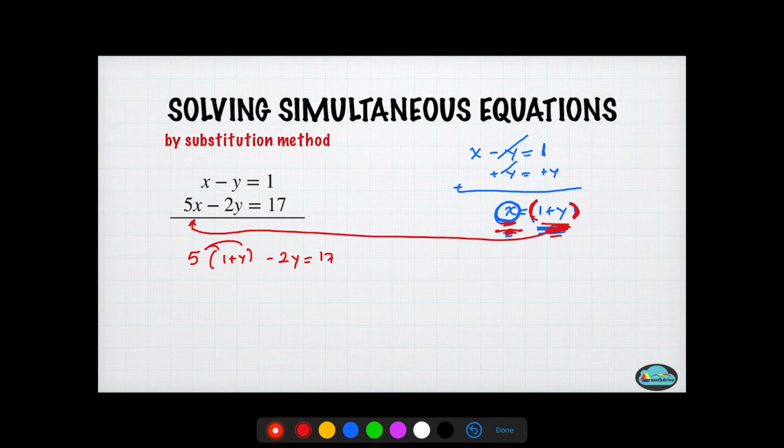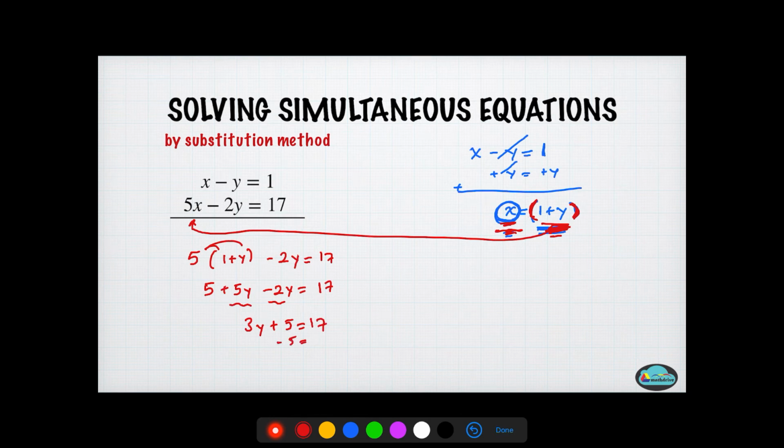I'm going to expand it. 5 times 1 is 5. 5 times y is 5y. Minus 2y is going to be 17. We can write the variables first. Here 3y plus 5 is equal to 17.